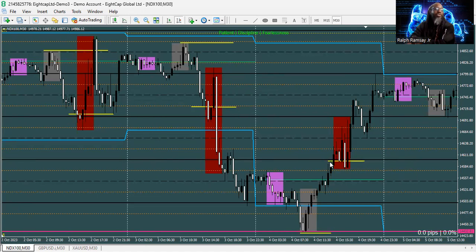Now once you come into your New York session, you can see that the previous day's low was triggered. London session started to go into an uptrend, and then once the New York session opened up, we did break this downtrend structure.